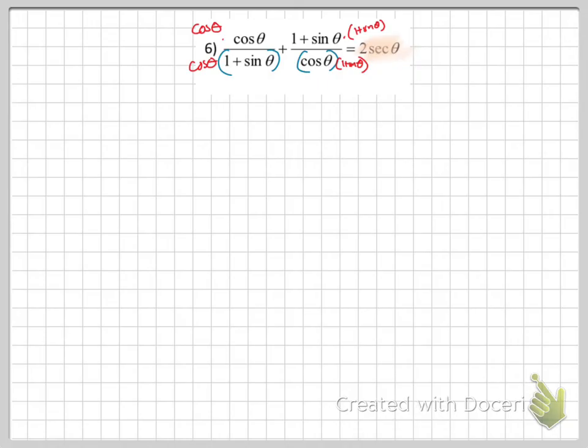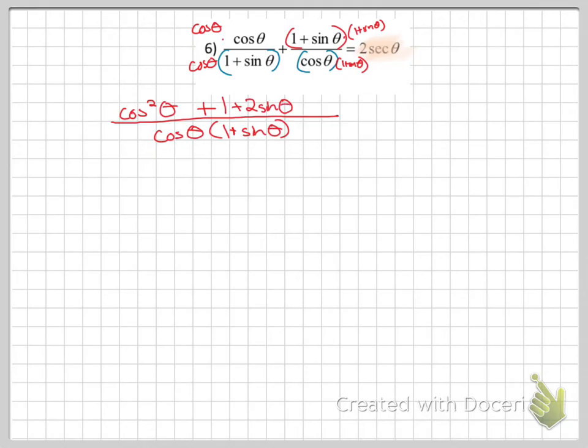So cosine times cosine is going to give me cosine squared. I'm making a common denominator so I can write it as one fraction. The common denominator is cosine theta times 1 plus sine theta. The problem says plus 1 plus sine theta times 1 plus sine theta. That's a good time to practice your FOIL or do an area diagram. I'm not going to show it anymore. Pause the video and either do FOIL or an area diagram for that and then check it with mine. You get 1 plus 2 sine theta plus sine squared theta. And it still equals 2 secant theta. Do not change that side. Okay.